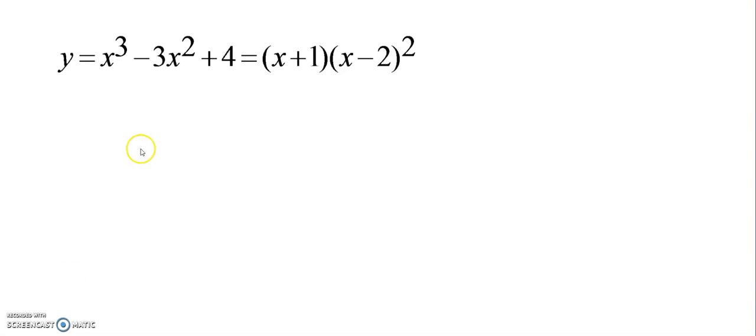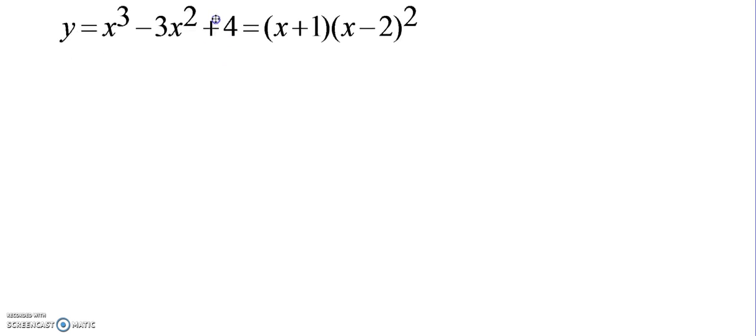We have this function, y equals x cubed minus 3x squared plus 4. Here it is already factored for you. That can save you some time. I want you to answer all of the questions about this on your packet. So go ahead and do this all the way down to actually sketching the graph. So pause the video, do that, unpause when you're ready to check all of the information.